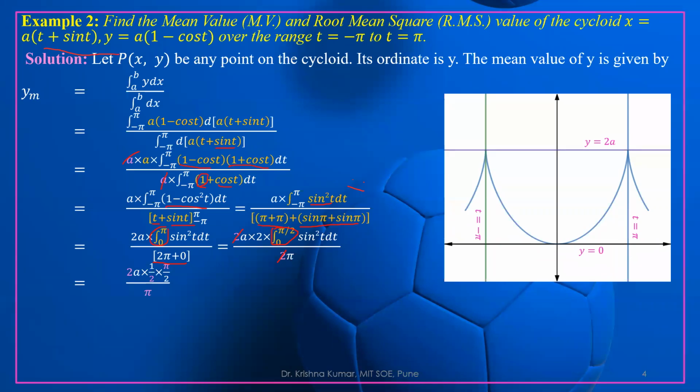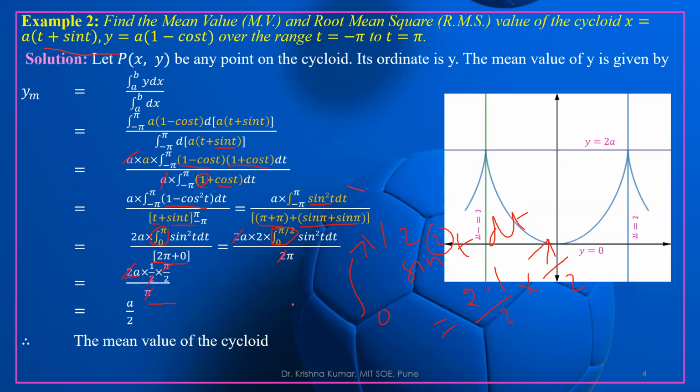What is the value of the integral from 0 to pi by 2 of sine square t dt? This is nothing but (n minus 1) upon n, that is 2 minus 1 upon 2, into pi by 2. Since n is even, we have to multiply by pi by 2. So this is 2a times 1 by 2 into pi by 2 upon pi. So this pi will cancel, this 2 will cancel. So the answer is a by 2. So this is ym. The mean value of the cycloid is given by ym equal to a by 2. So this is the first part.